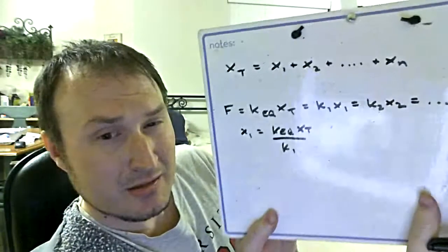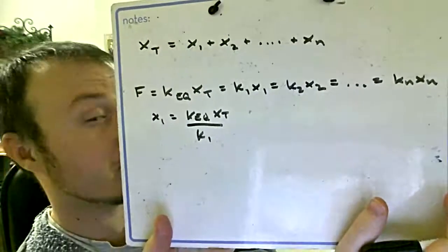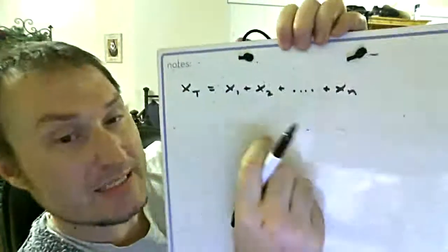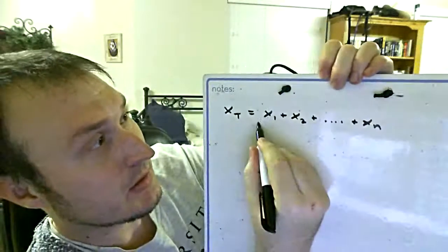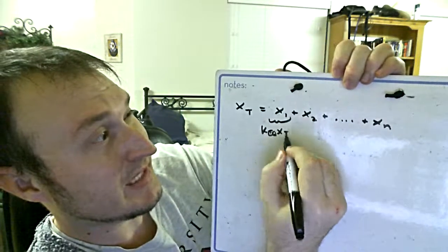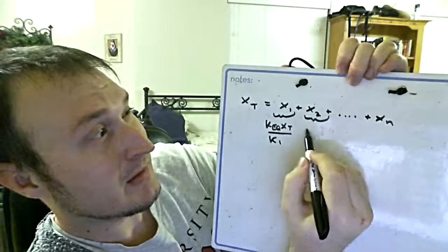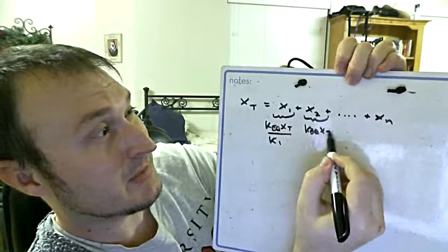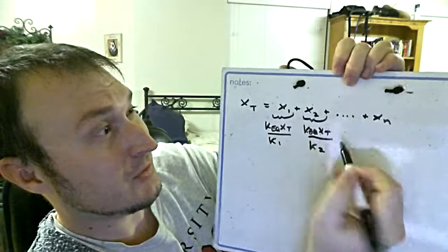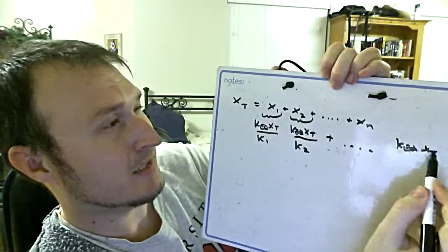Okay. So I'm sorry, I'm going to write that and then I'm going to erase this second part, and I'm going to start making those substitutions up top. Hopefully that'll make sense to you. So for each of these displacement terms, that is going to equal KEQ x sub t divided by k sub 1, this would be KEQ x sub t divided by k sub 2 plus dot dot dot KEQ x sub t divided by k sub n.